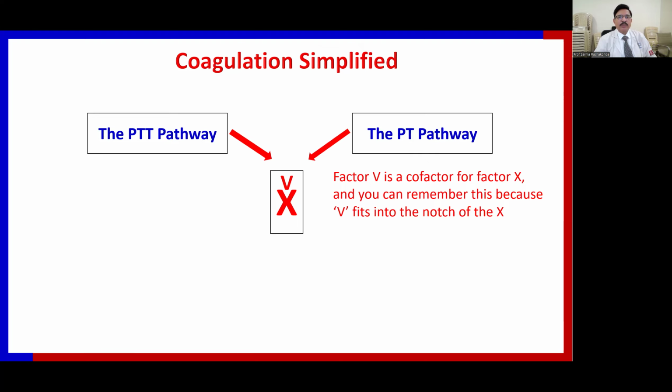Now there is a V-like thing in the X upper part. So that is 5. V is 5, so factor 5 is required. The immediate important thing is you can see the factor 5 sitting right on the X. So factor 5 is the essential thing, also called accelerator globulin, also called Leyden's factor. Factor 5 is a cofactor for the activation of X because V fits into X. Remember like that. V is 5.